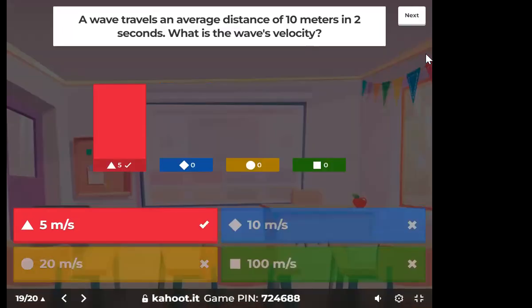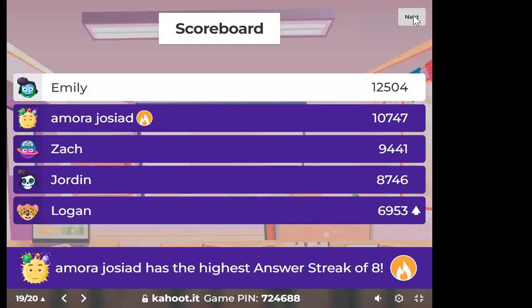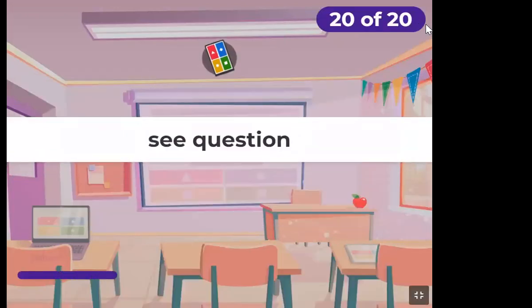Yeah, 5 meters per second. It's 10 meters per 2 seconds, 5 meters per second. All right. Now Logan hopping in, top 5. Emily, suddenly, oh, for the win, for the win.